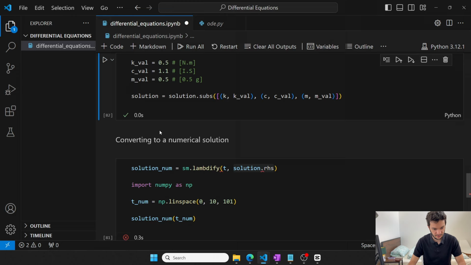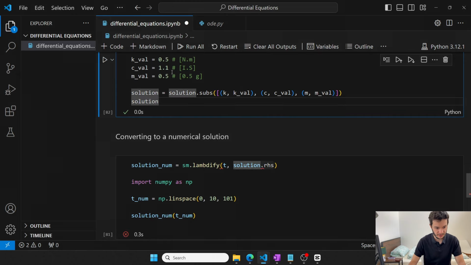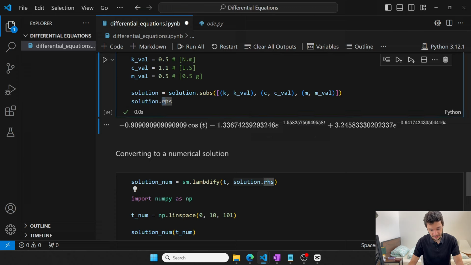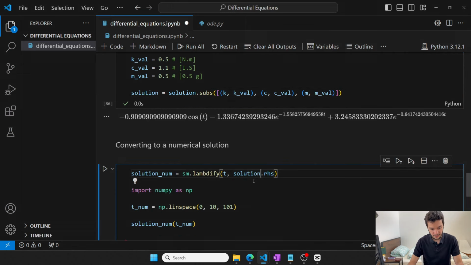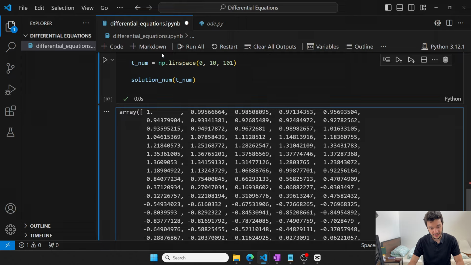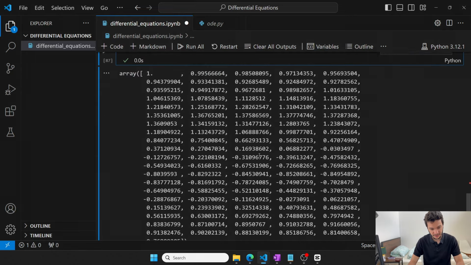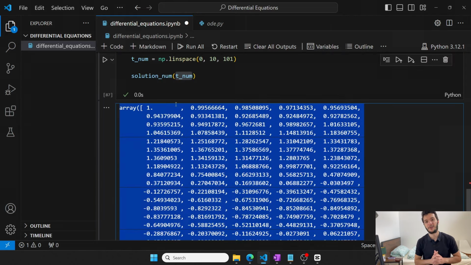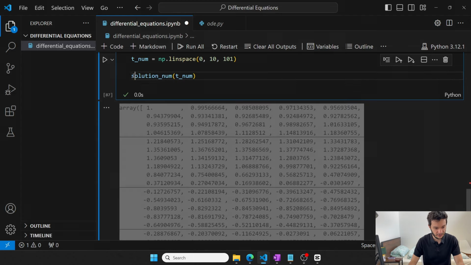Okay, so let me rerun this one. If I go ahead and print the solution, we get this one. If I do solution dot RHS, we just get the right hand side. If I do LHS, we get the left hand side, but we are interested in the right hand side. Now if I specify solution dot right hand side and rerun this, you'll see we get a numerical solution since we inputted a numerical value of t, and we have successfully generated a NumPy array of our solutions. Now I can go ahead and save this as solution numerical.